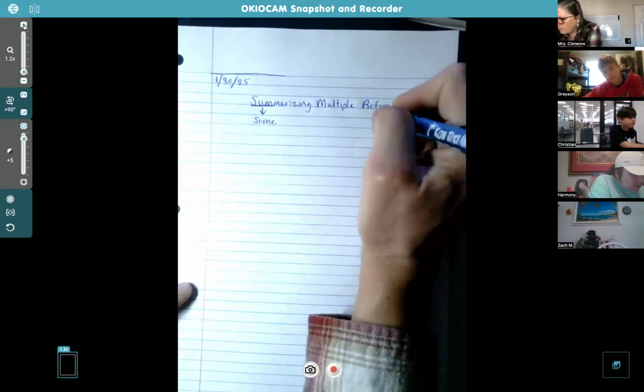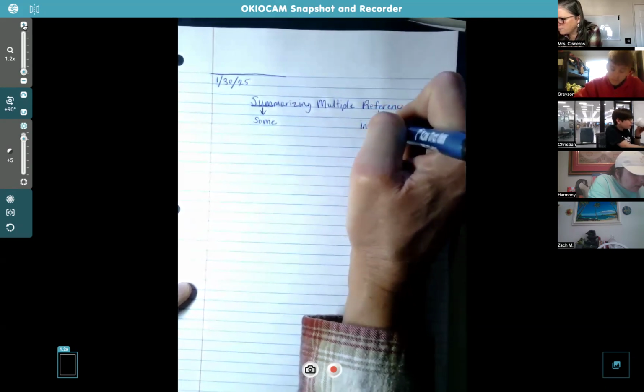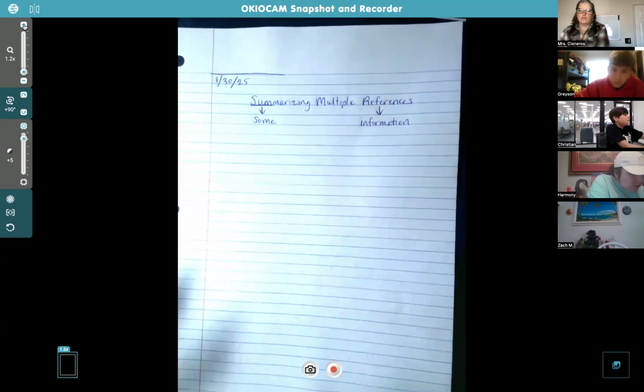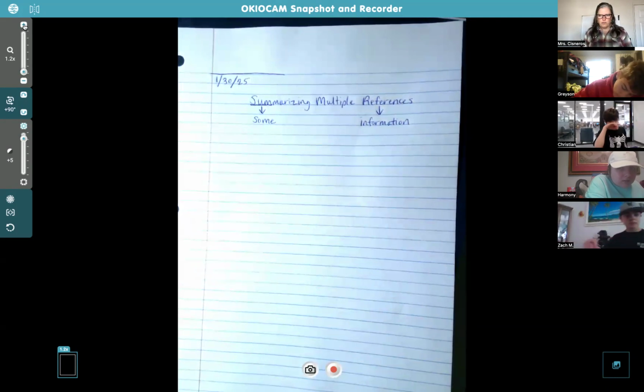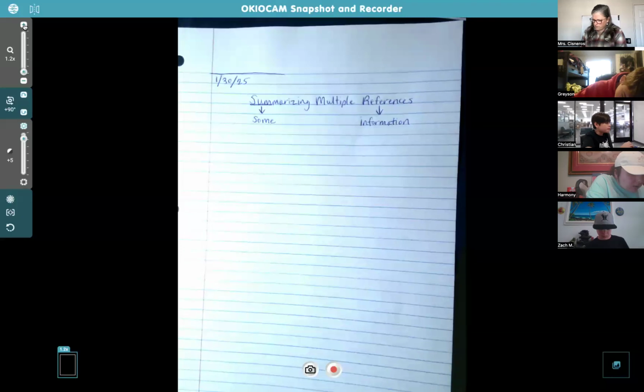And that word in references, that's telling us where we're getting our information. So I'm just going to put information. And you guys know multiple sounds like multiply. That means more than one. We're telling some of the information from more than one source. That's the goal of summarizing multiple references.